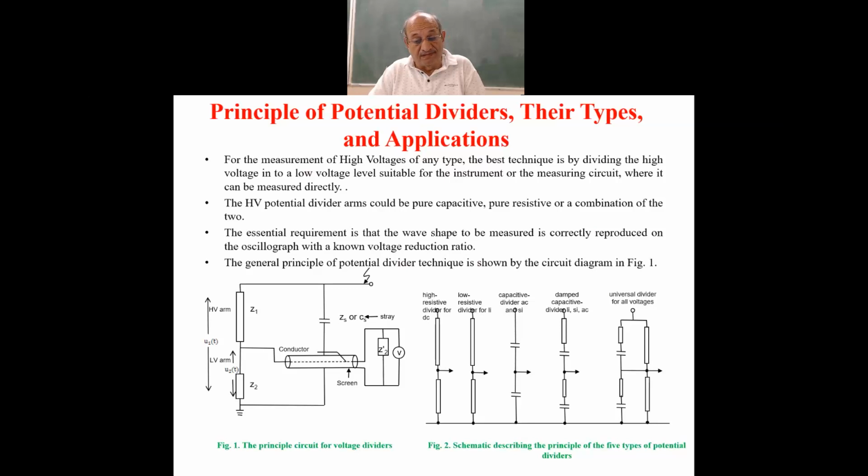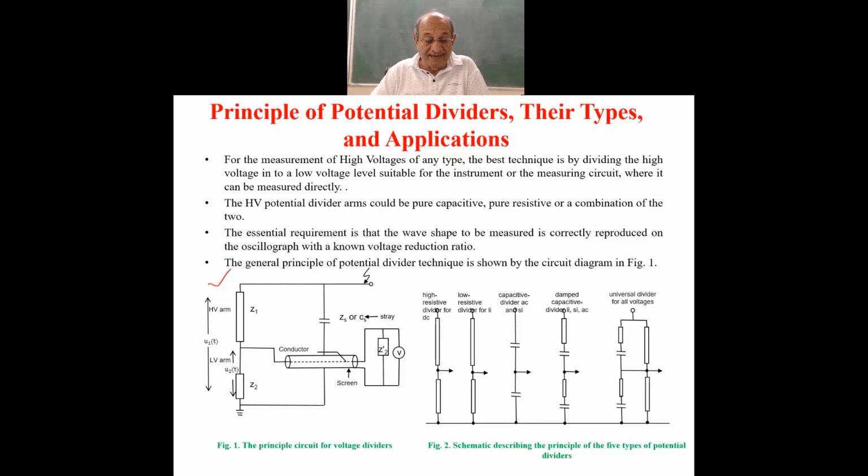I mean, at the divided value of the voltage, which we divide to the extent that it can directly be measured, with the help of potential dividers. High voltage potential divider arms could be pure capacitive, as you see here. This is a high voltage potential divider circuit. We'll do the analysis next.